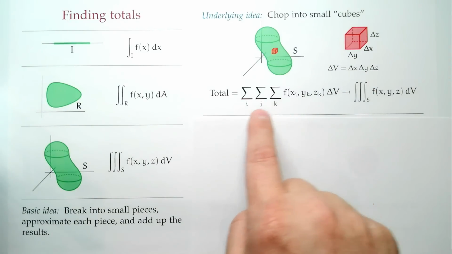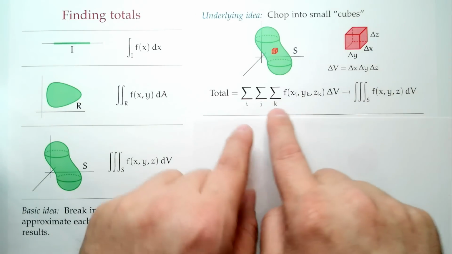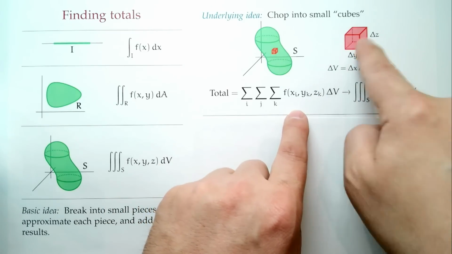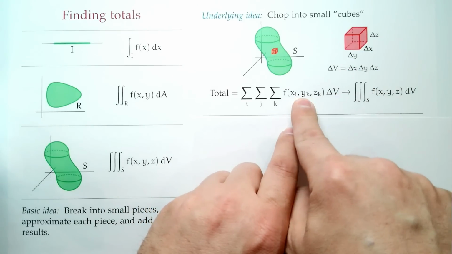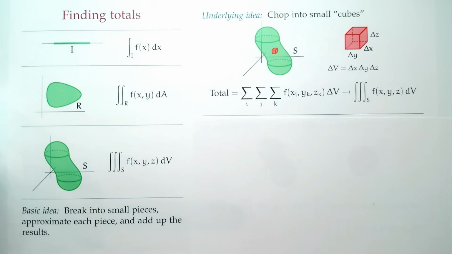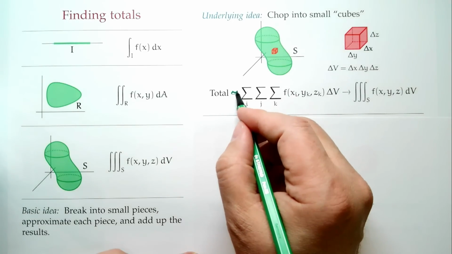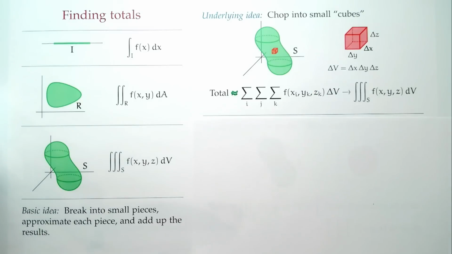And so really, for each piece on the inside, there is one cube: the delta v, that's the size of the cube, and then the value of the function on there. And, of course, smaller and smaller chopping gives a better and better estimate, and it becomes the integral. I really should have said that when I talk about the total here, this is really an approximation. And in the limit, it becomes exact.